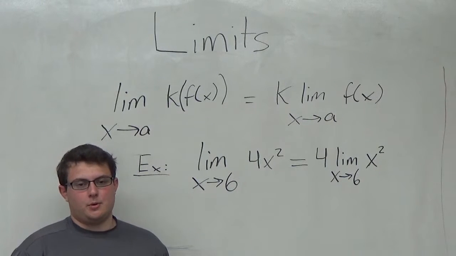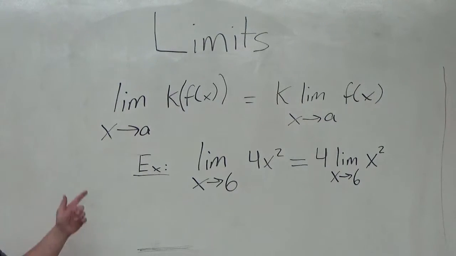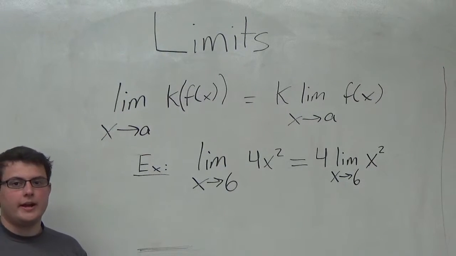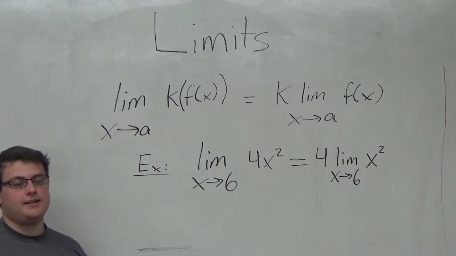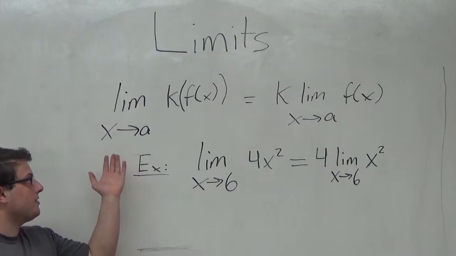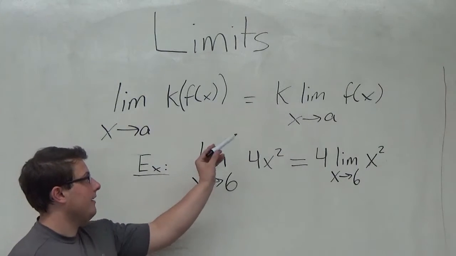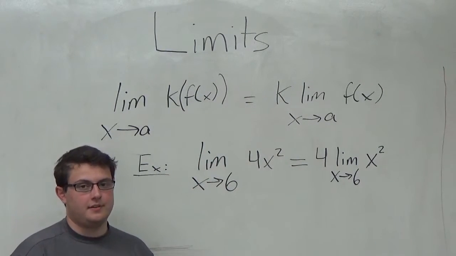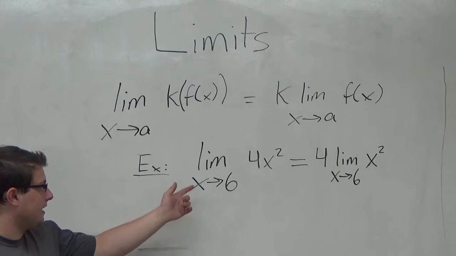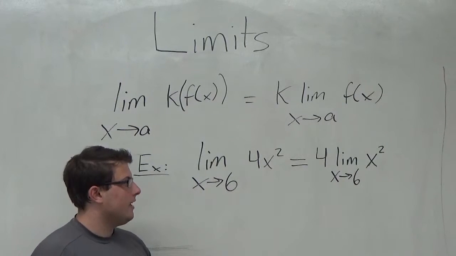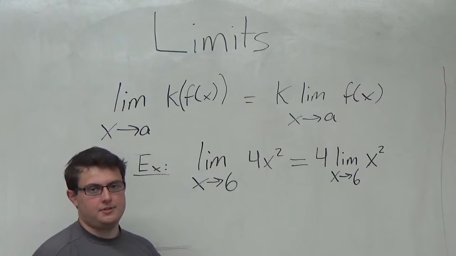The next limit rule we're going to go over is what I like to call the constant rule. It's very similar to the first rule I went over. It's still the limit as x approaches a, where a is any real number, of k times f of x, where k is any number as well. It can be the same number as a, but we just call it a constant in this example. What that is equal to is k times the limit as x approaches a of f of x. I have another sample problem written out here. It's the limit as x approaches 6 of 4x squared, and what that's equal to is just 4 times the limit of x squared as x approaches 6.